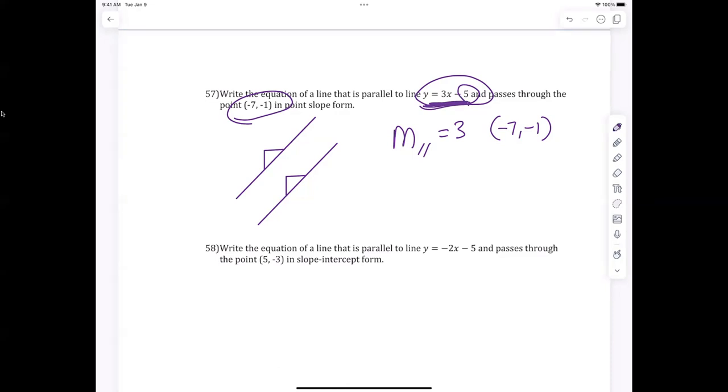Point slope. So I'm done. Y plus 1 equals 3 times x plus 7. Is everybody good with that? That's really not that hard.